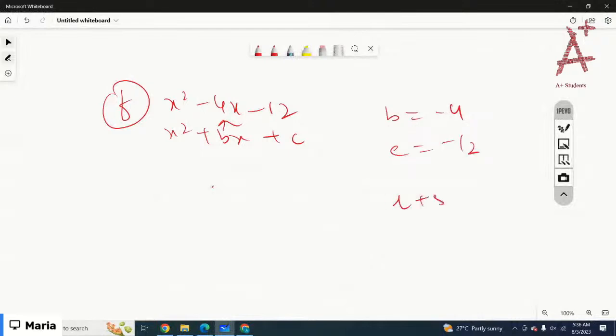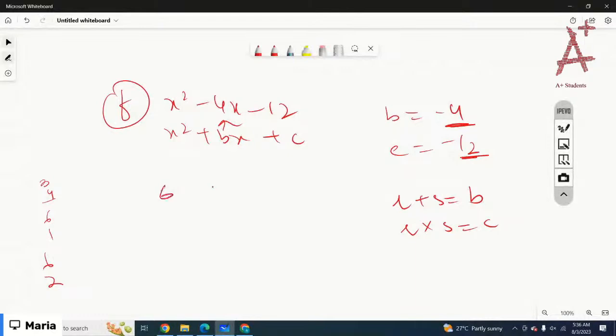So r plus s equals b and r times s equals c. You have to find two numbers that when added make negative 4 and that when multiplied make negative 12, right? So think of the two numbers, when you multiply them it makes negative 12 and when you add them they make negative 4. 3 times 4 is 12 but they don't make negative 4. 6 times 2 is 12 and 6 minus 2 makes 4, right?